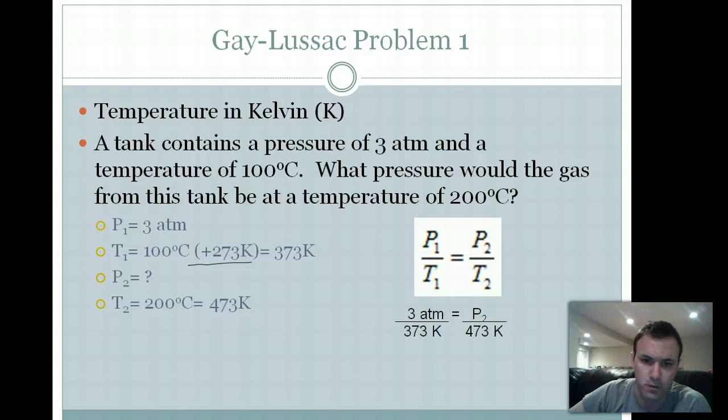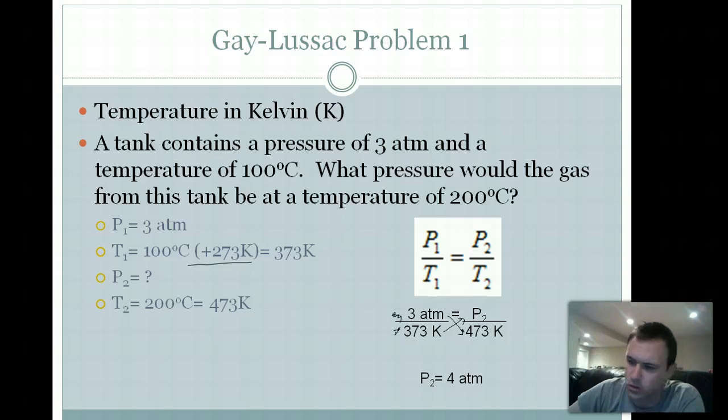We just substitute in, just like we did with Charles' law. So we cross multiply to solve for P2 in this case. 3 times 473 divided by 373, and you get 4 atmospheres. And I should have said this before, but you do not solve this by doing 3 divided by 373 and then doing something magical over here. Just cross multiply. It's an extra step. It's not a big deal, so just be sure you do that.